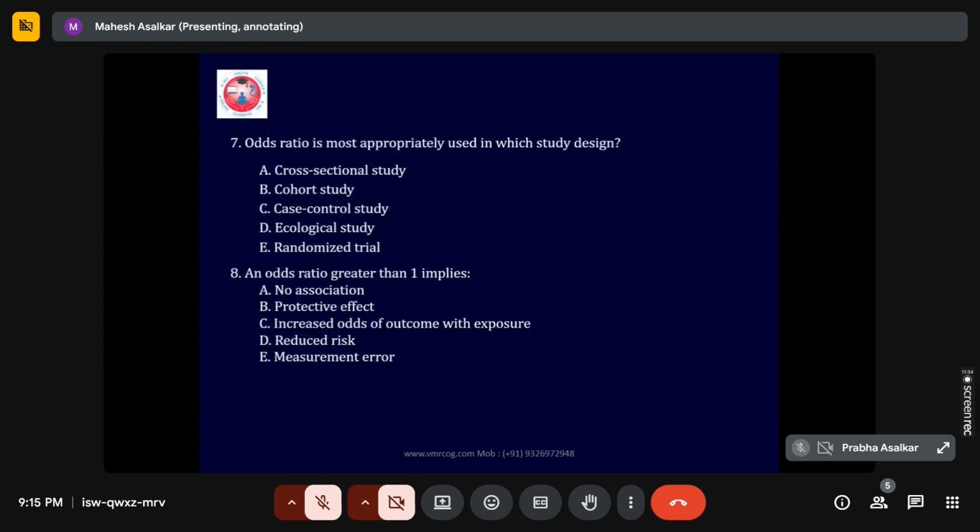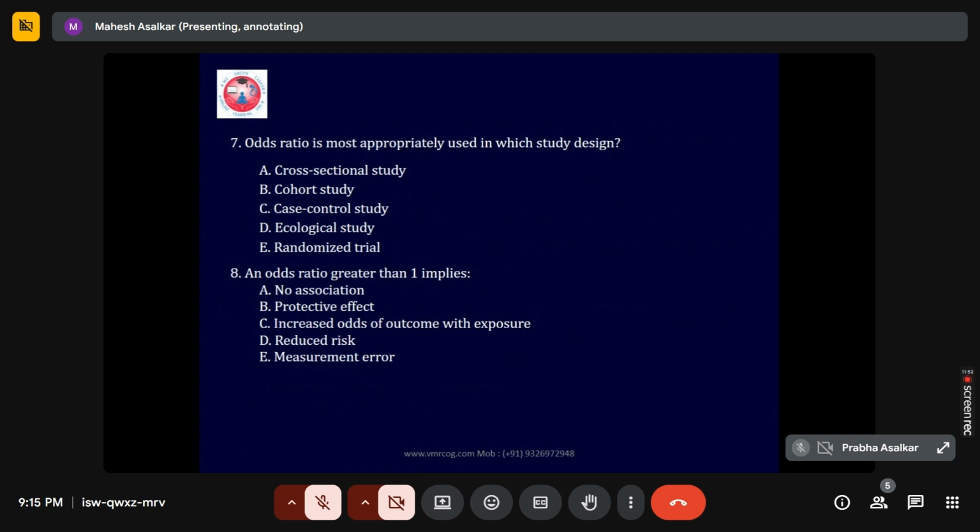Question 7: Odds ratio is most appropriately used in which study design? Option A, cross-sectional study. Option B, cohort study. Option C, case control study. Option D, ecological study. Option E, randomized trial. Sir, option B, cohort study.